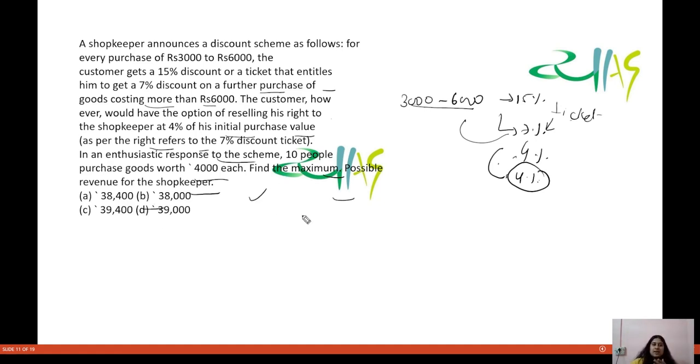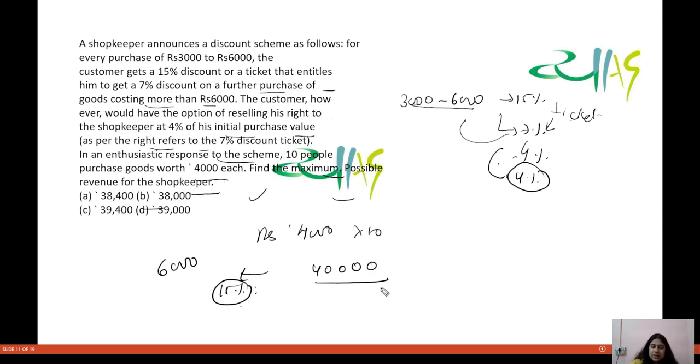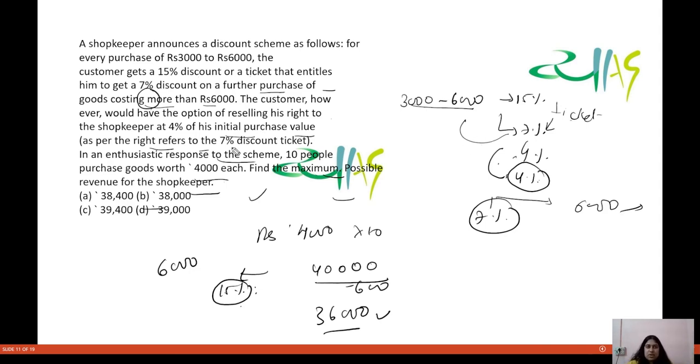So, in an enthusiastic response to the scheme, 10 people purchase goods worth 4,000 each. Find the maximum possible revenue for the shopkeeper. Now see, if 10 people are purchasing goods worth rupees 4,000, then how much is the selling price? 40,000. But if the purchase is between 3,000 and 6,000, these people can opt for a 15% discount. So if a 15% discount is there, then 6,000 rupees will be subtracted from here, so revenue will be 36,000. But this is not the most revenue he can get.